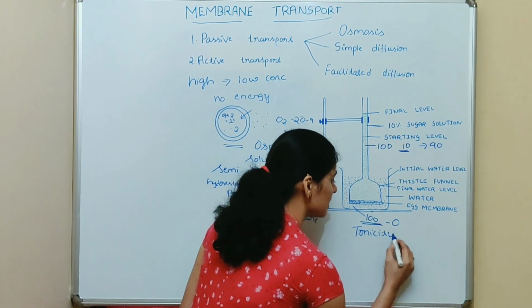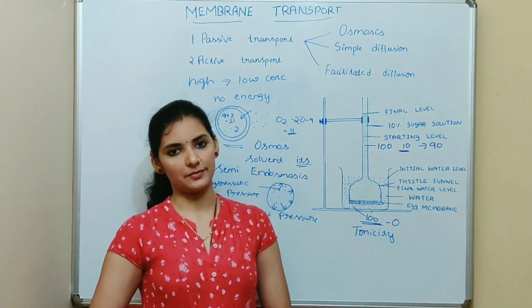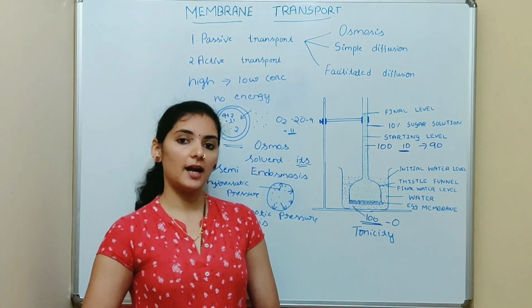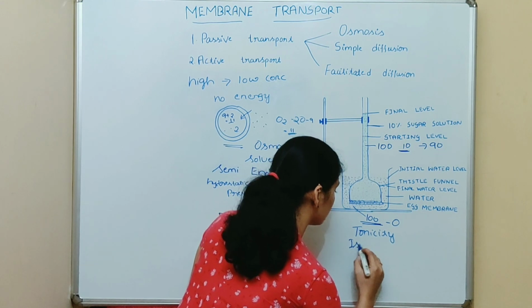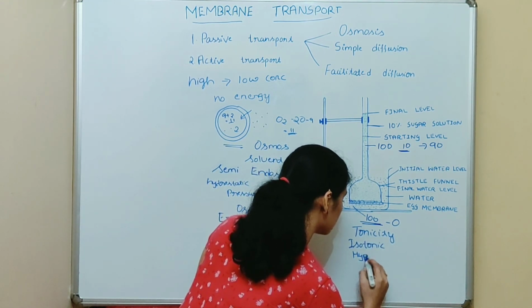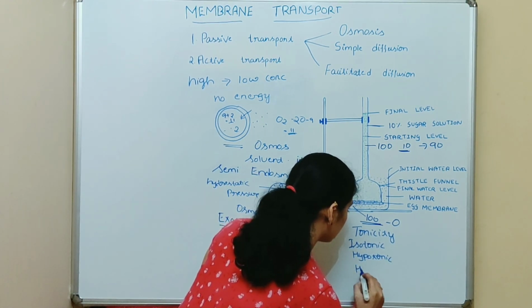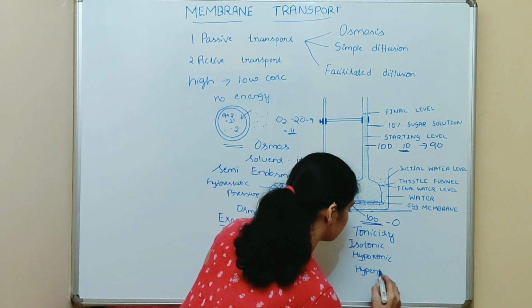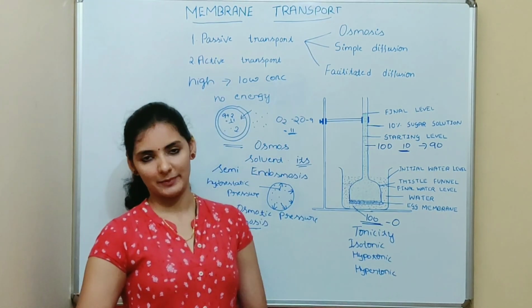Tonicity means the strength of the solution, or the solute concentration of the solution. Based on that, there are three types of solution. The first one is isotonic solution, hypotonic solution, and hypertonic solution. We will discuss all these three types one by one.